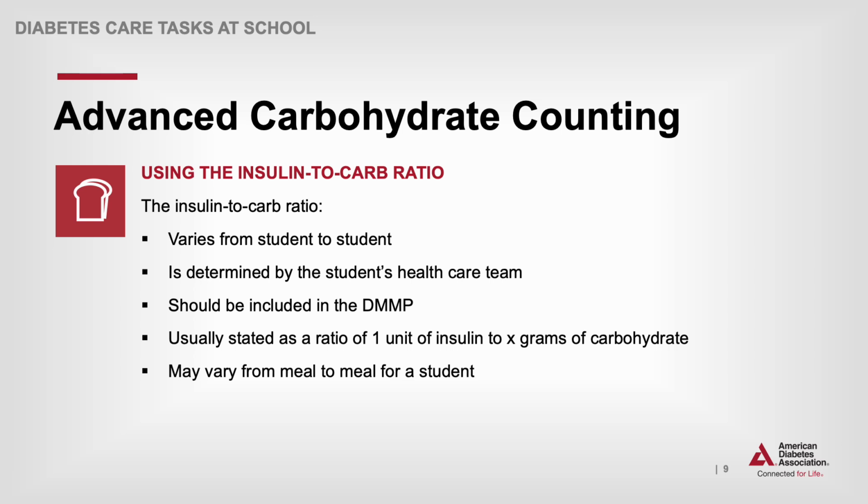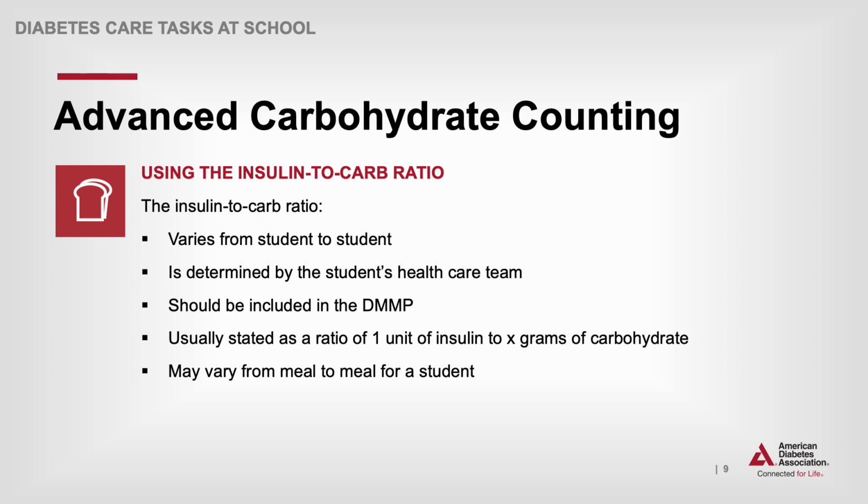The most advanced carbohydrate counting method allows the student to adjust his or her insulin depending on the amount of carbohydrate eaten at each meal or snack. The insulin to carb ratio can be defined as the amount of rapid or short-acting insulin that is needed to cover the blood glucose raising effect of carbohydrates that are consumed at the meal or snack. This will vary from student to student. It is determined by the student's healthcare team.